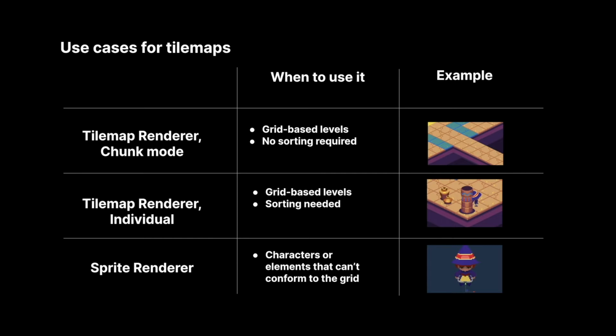When sorting is not needed, but you have many sprites to render, consider using tilemap chunk mode. If you need those sprites to be sorted correctly, for example, if they have the character moving in front and behind the individual tiles, use individual mode. For sprites that need to be moved or have gameplay functionality, use regular sprites.